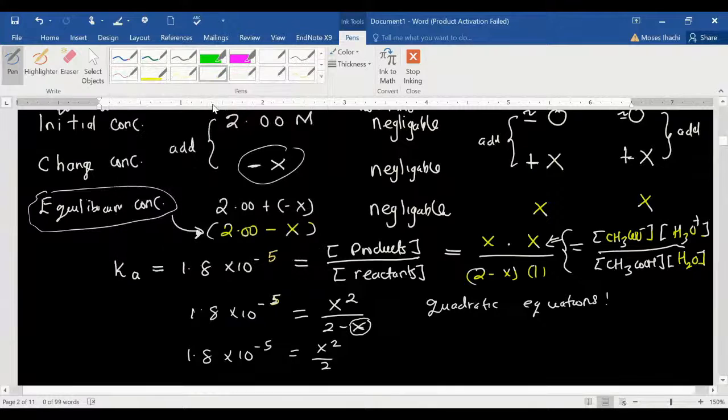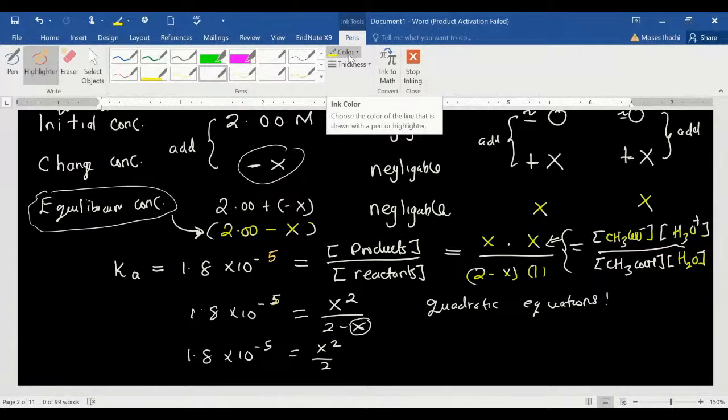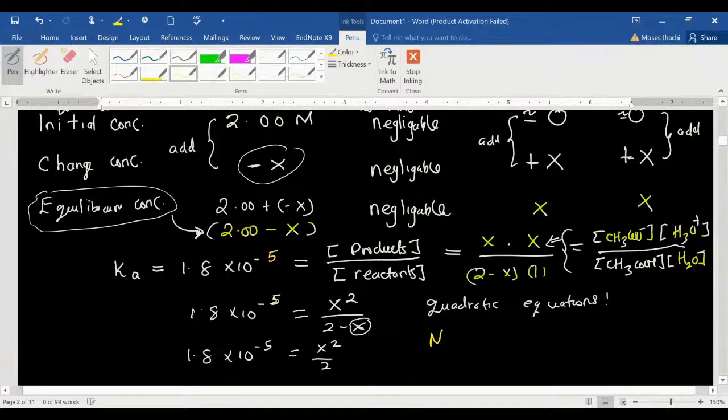Now, there's another way you can determine if you should ignore the x down there. You can use the expression: molarity of acid divided by the Ka value should be way greater than 100 to ignore the x in the denominator.